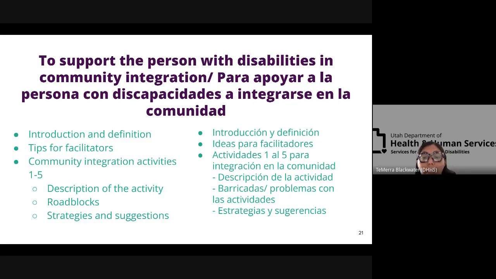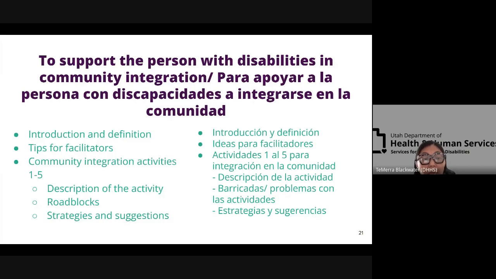We also included a section called Tips for Facilitators. A facilitator is a person who is responsible for leading a discussion or activity. For example, a direct support staff is a facilitator in developing a community map with the individual and their family. These tips reinforce inclusion and full acceptance of the person as you're supporting them to meaningfully connect and engage with their community. And then finally, we get to the 5 community integration activities.